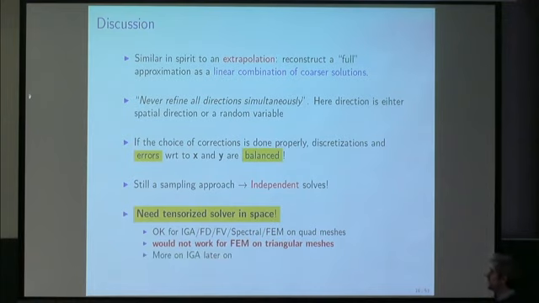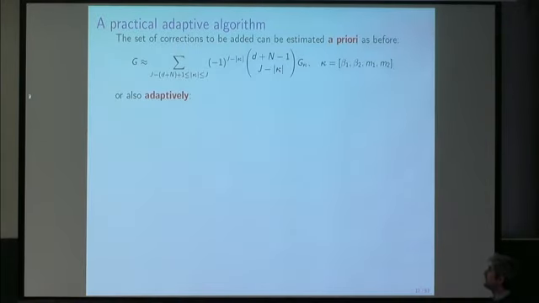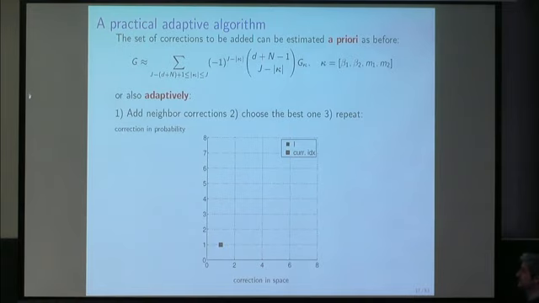And okay, I will tell you more on IGA later on. This is just a formula to show that I have ways of computing a priori the corrections to consider in my MISC approximation. If you don't want to do that, then we also have adaptive algorithms.